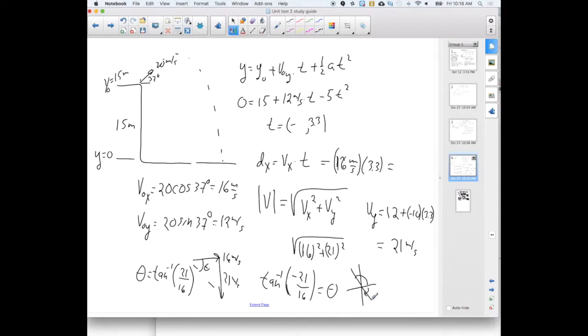Also, which angle is theta defining? Is that the ending angle? That's the ending angle. That's the velocity with respect to the ground. So it comes in like this, right? So you'd have to be smart. That's why I say always draw a good picture.